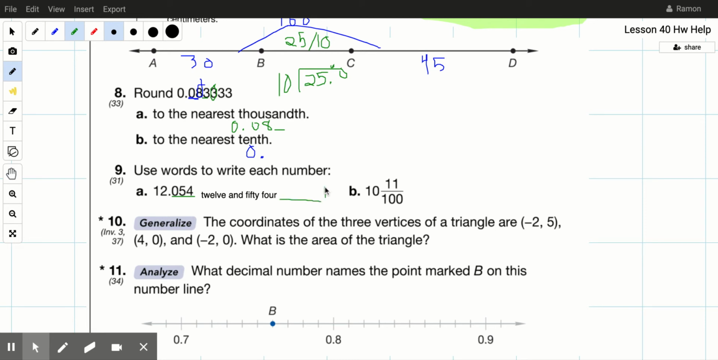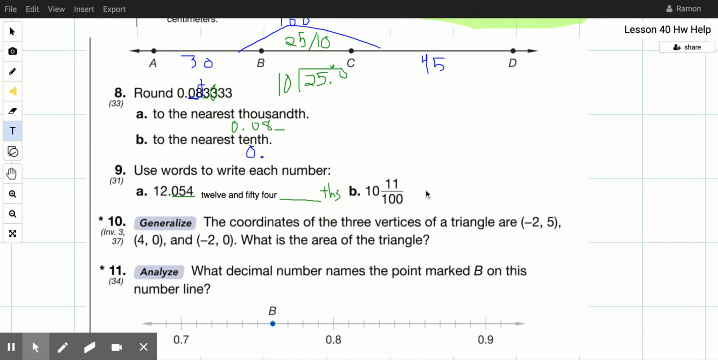Just remember that with decimal place value, it is th. So tenths, hundredths, thousandths. It is different than whole number place value. Slightly different. Number 10, 10 and 11 hundredths.